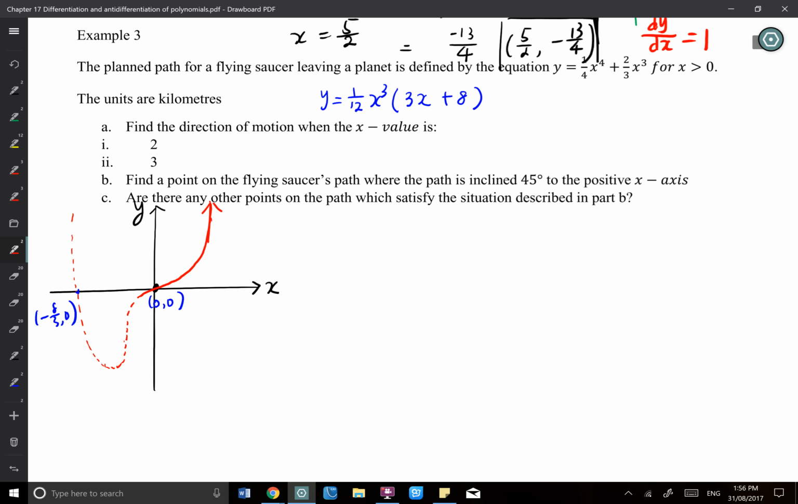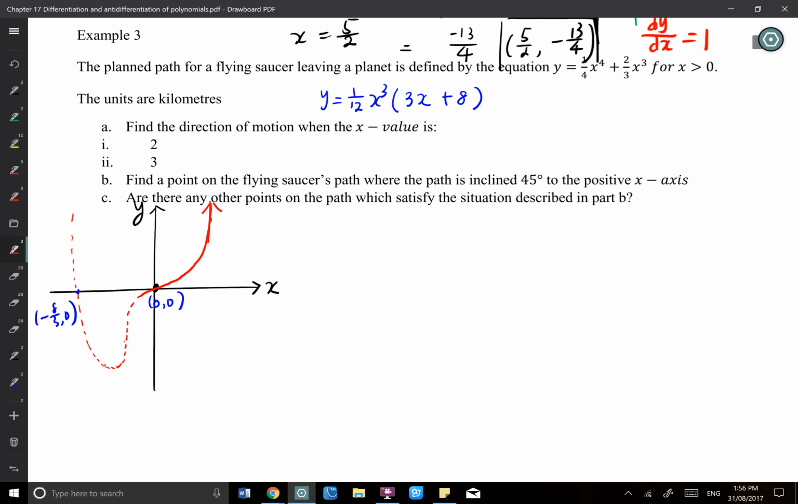So let's have a look. Find the direction of the motion; this is the path. Well, if you learn physics, you know all motion is tangent to its path. Every single time it is facing a different direction, so at that instant the direction it is facing is the tangent to the path.